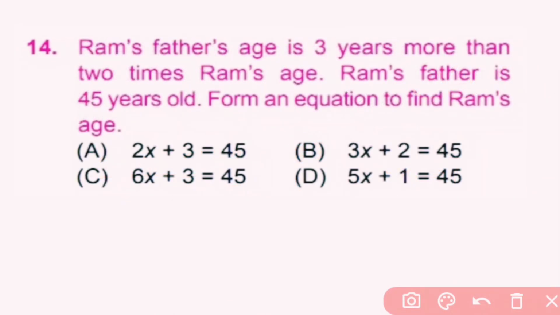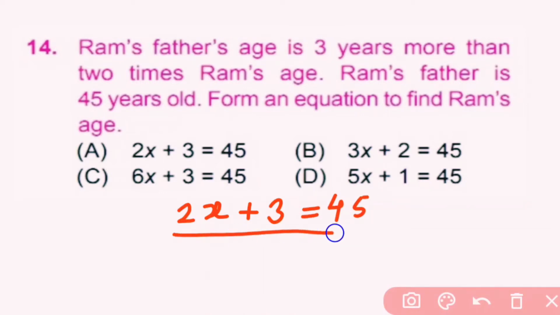Question number 14. Ram's father's age is 3 years more than 2 times Ram's age. Ram's father is 45 years old. Form the equation to find Ram's age. So we assume that Ram's age is x and his father's age is 3 years more than 2 times Ram's age. 2 times means 2x, and 3 years more than 2 times means 2x plus 3, and his father's age is 45. So our equation is 2x plus 3 is equal to 45.